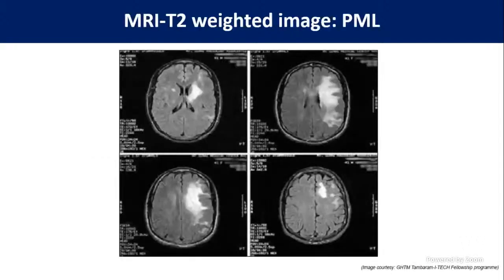Next. These are the images that you can see. You can see these white lesions which are there, in multiple areas of the brain. So this is classical PML.